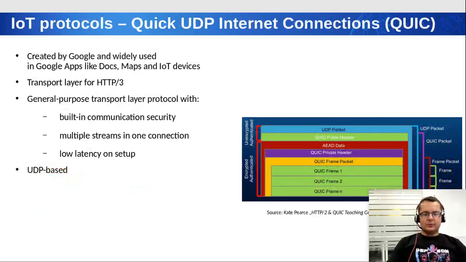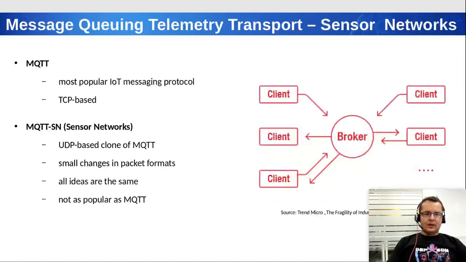QUIC is a new protocol designed by Google and widely used in their applications and IoT devices. It is mainly like TCP and TLS in one, with support for multiple streams and low latency in connection setup. And it's also UDP based. The second of the new protocols is MQTT-SN. This is a UDP clone of the most popular IoT protocol, MQTT. It was designed for sensor networks, which is quite popular in the IoT world.